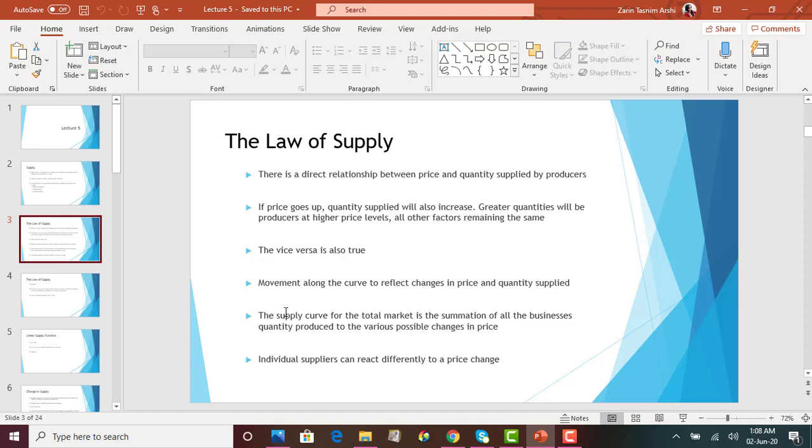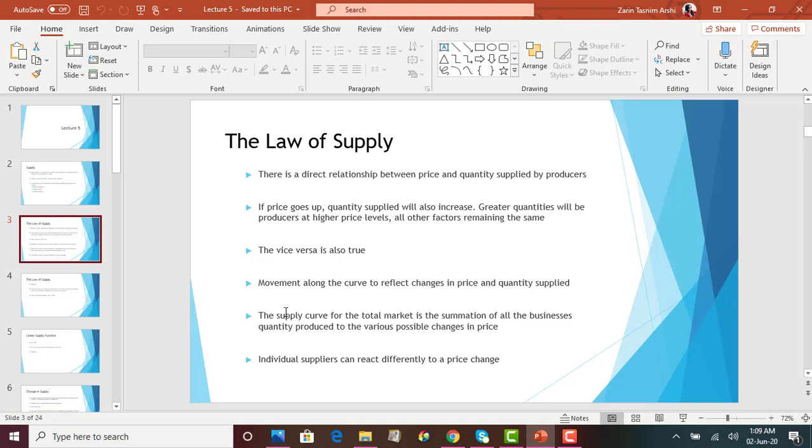So whenever we have a change in price, there will be movement along the curve. We learned it when we looked at demand, but in terms of supply, it is the same. Whenever we have a change in the price, there will be movement along the supply curve. There won't be any shifts. But if there are changes in other factors, then the supply curve can shift to the right or to the left. The supply curve for the total market is basically the summation of all the supply from all the businesses at the various possible prices. That's basically the definition of the supply curve.